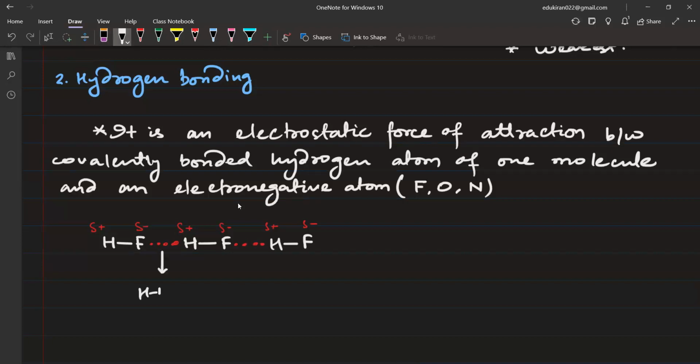This is hydrogen bond. This is hydrogen bond. This one is not hydrogen bond. This is covalent bond. This is covalent bond. Okay, this is covalent bond. All of you got this? No. Look at it similarly.